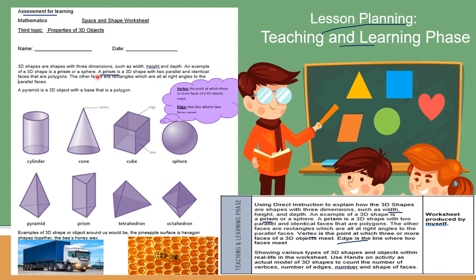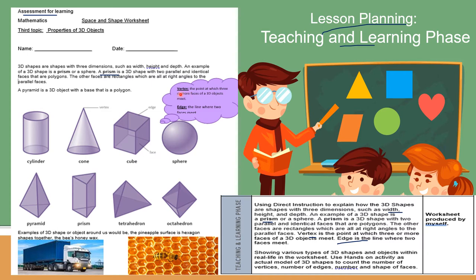Let's read the sentence one more time. A prism is a 3D shape with two parallel lines, and it's identical. It has identical faces which are polygons, okay? The other faces are maybe rectangles, and it has right angles and parallel faces. A pyramid is a 3D shape object with a base that is a polygon, okay?